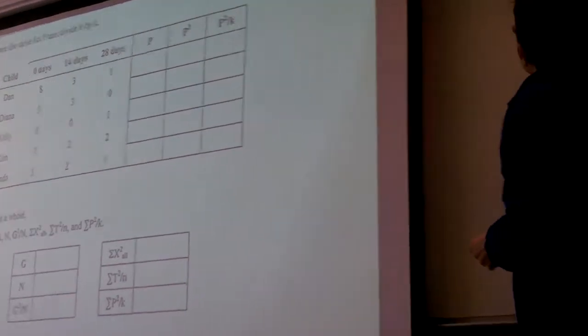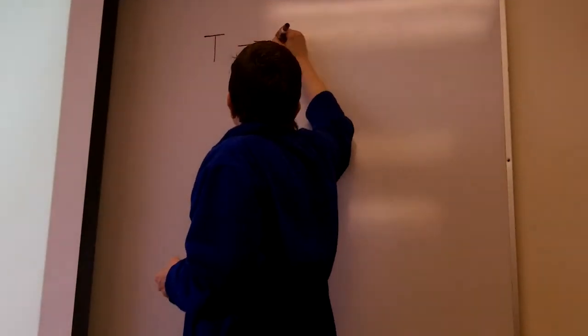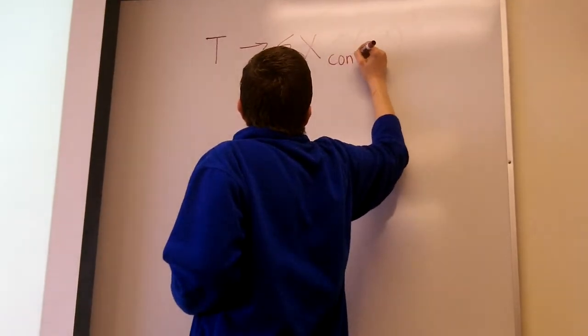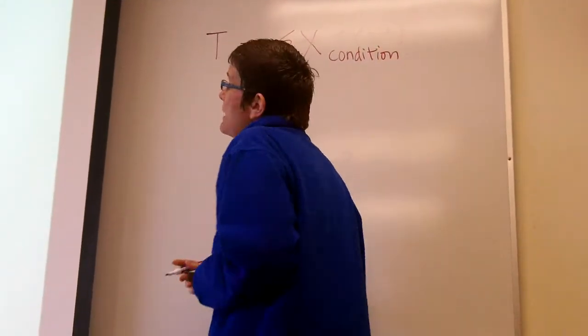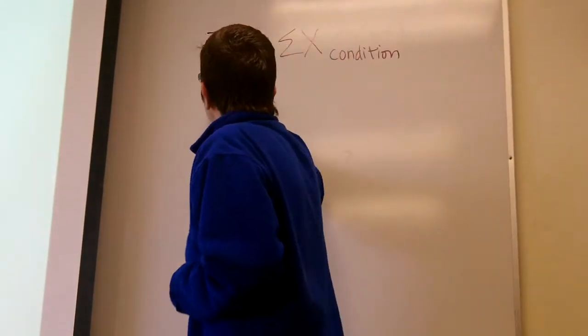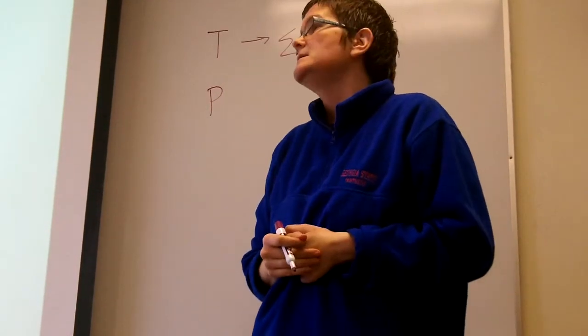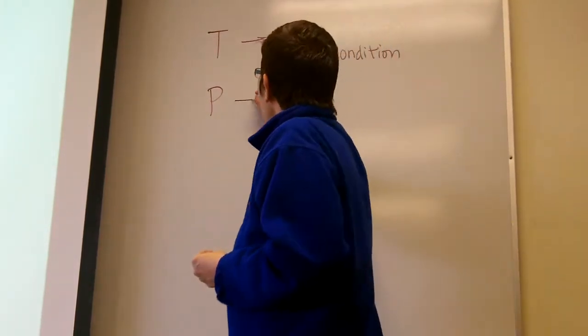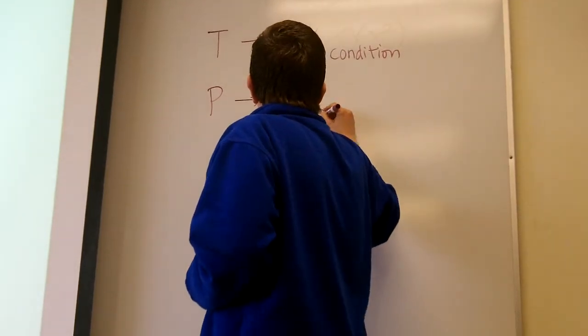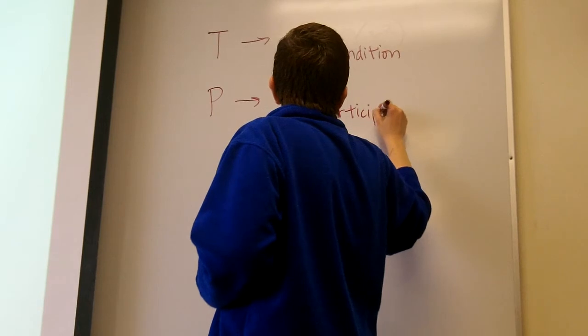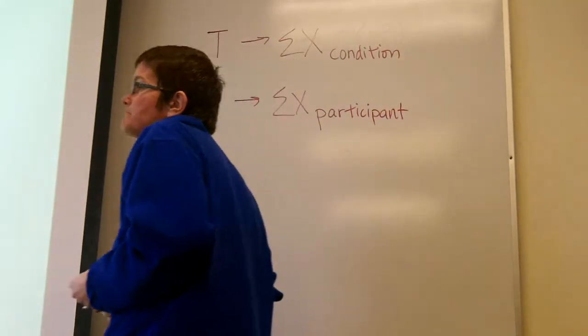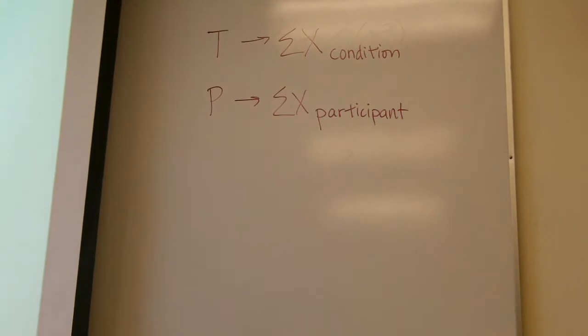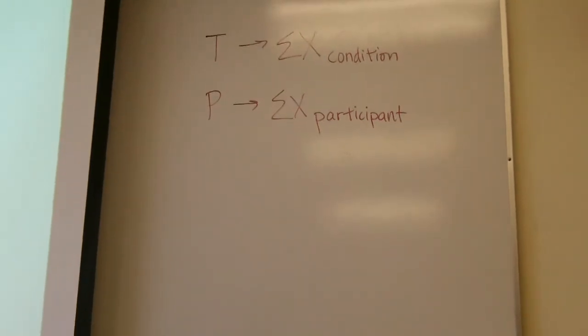We've already talked about big T as the sum of x for a given condition. Now we're going to calculate something new called big P. Okay, we calculated big T. That's the total for a given condition. Now we're going to calculate big P, capital P, and that is the sum of x for a given participant. That's how we remember. So I'm now going to calculate big P for each one of my subjects. Dan's going to have his own big P, and Diana's going to have her own big P, and Kelly's going to have her own big P, Kim is, and Linda is too.